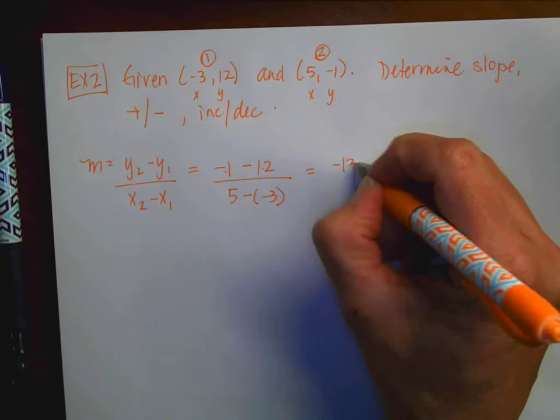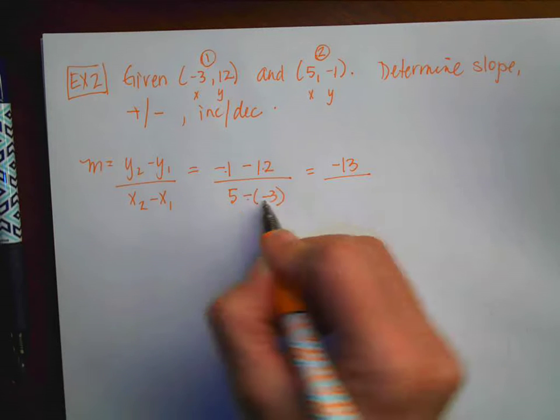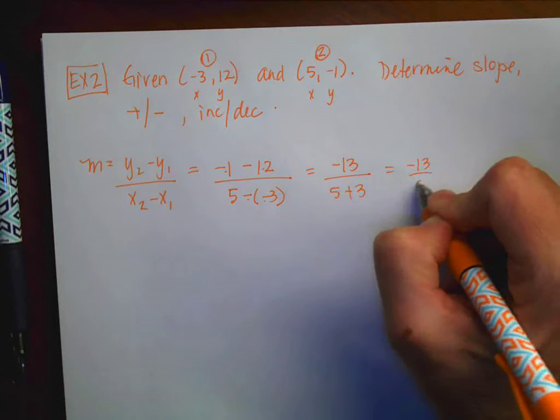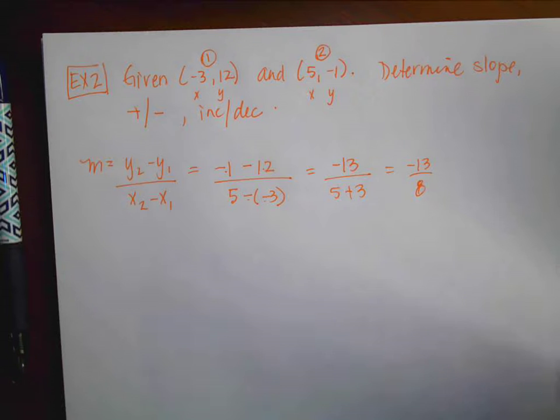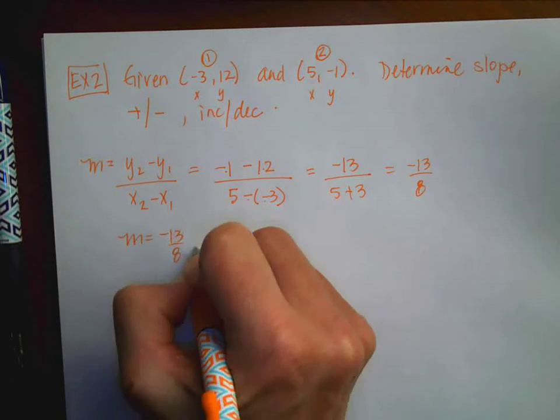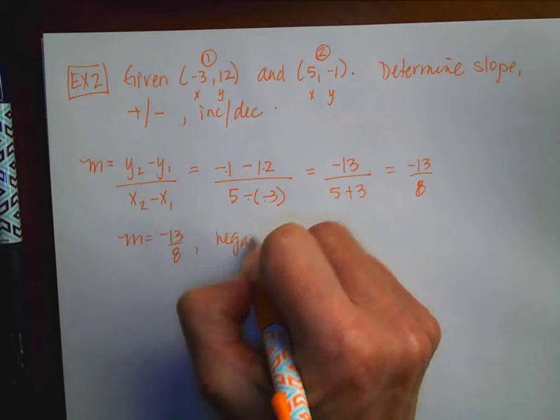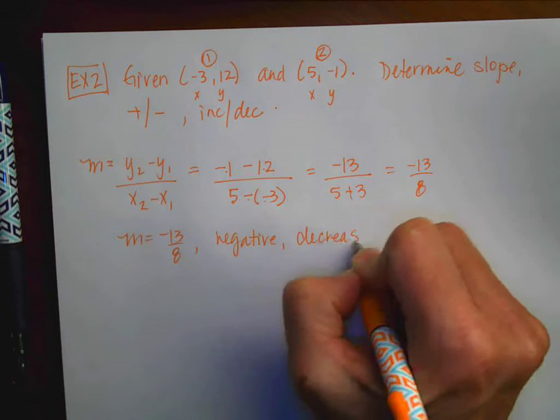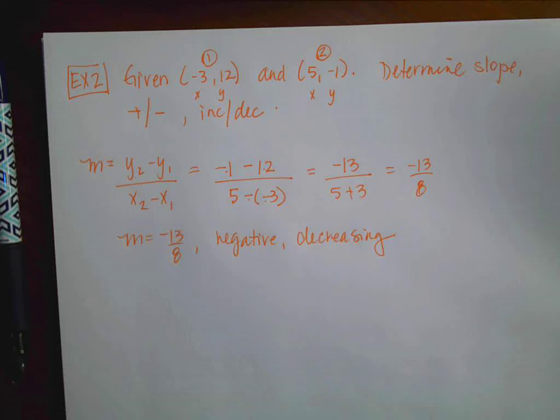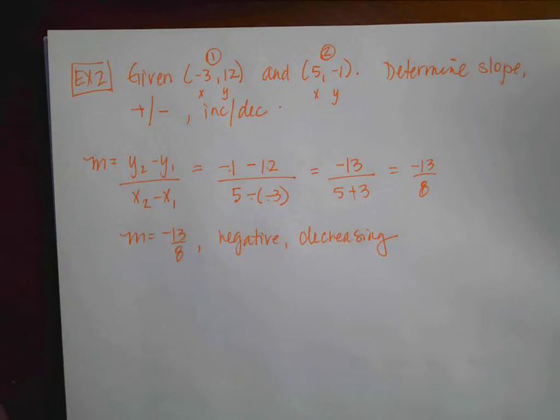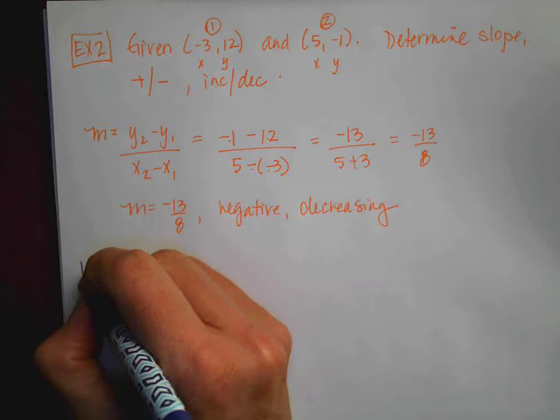A negative 1 minus 12 is a negative 13. 5 minus a minus 3 is 5 plus 3. So this is a negative 13 over 8. The slope is a negative 13 over 8. It is negative. Therefore, the function is decreasing. Okay? So that's actually nice and easy. You just have to be careful with your signs when you are working with slope.